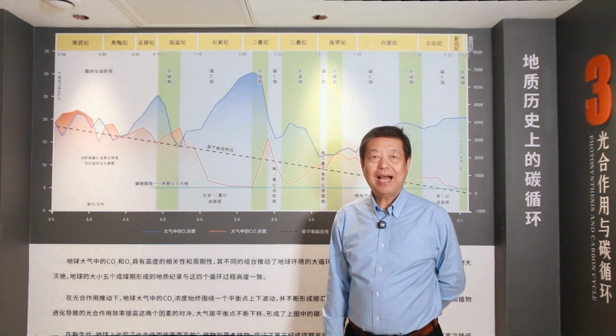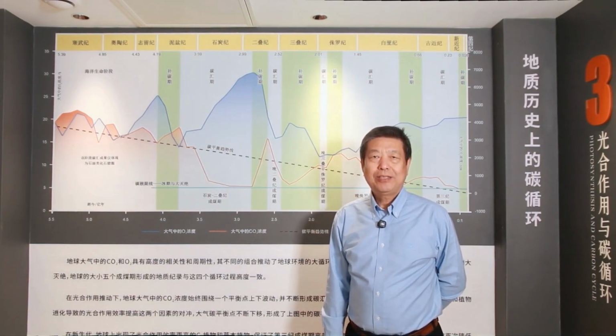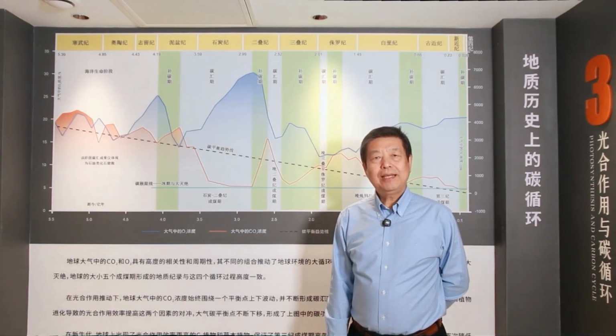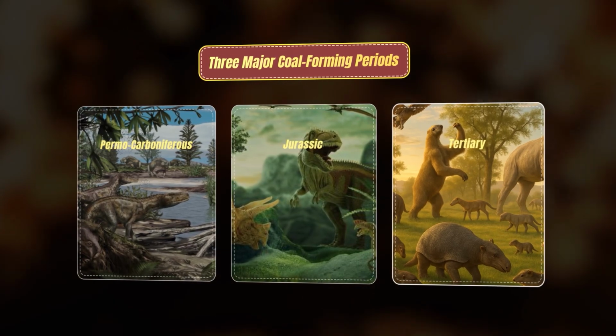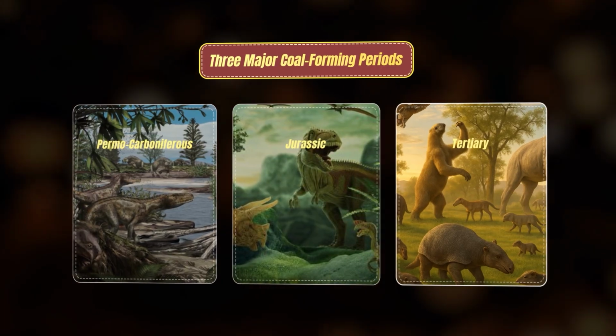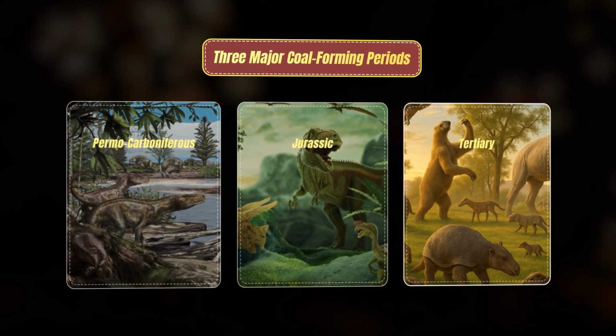When carbon dioxide is high, the coal-forming environment is dominated by a reducing atmosphere. When oxygen is high, the environment tends toward an oxidizing atmosphere. From the beginning of coal formation until today, there have been three major coal-forming periods: the Carboniferous Permian, the Jurassic, and the Tertiary, along with several minor periods.